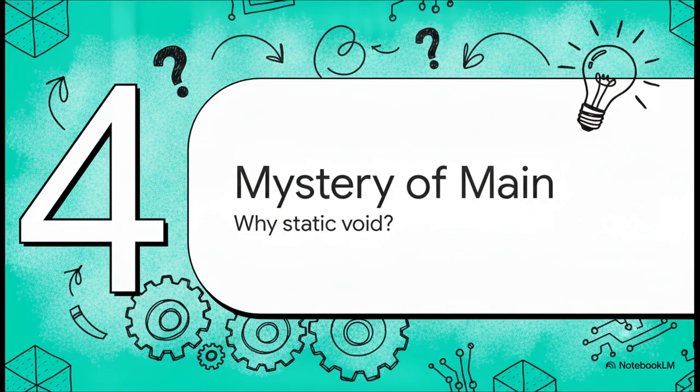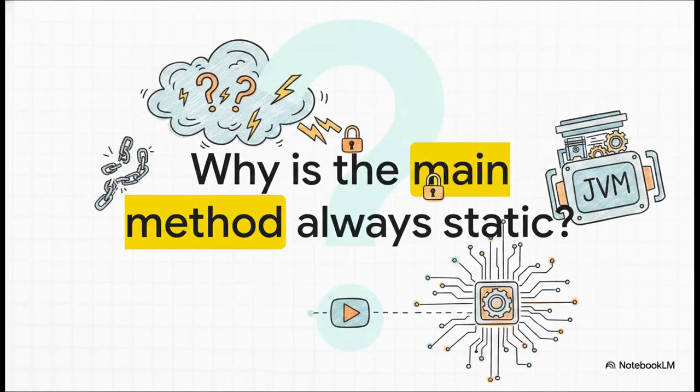Which brings us to part 4, the mystery of main. Why is it always static void? Okay, get ready for a major aha moment. We are finally going to deconstruct the single most famous line of Java boilerplate out there, public static void main. I mean, every Java developer has typed this literally 1,000 times. But how often do we stop and ask why it's written exactly like that? Why must the main method always be static? If you delete the word static, the whole program just flat out refuses to run.